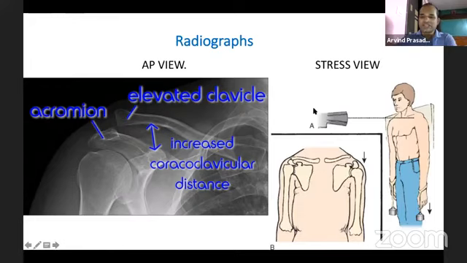So next is the stress view, in which weights are placed in both hands of the patient and an AP view of both shoulders is taken at the same time. This we usually do not require in type 4, type 5, type 6, usually to differentiate between type 2 and type 3.